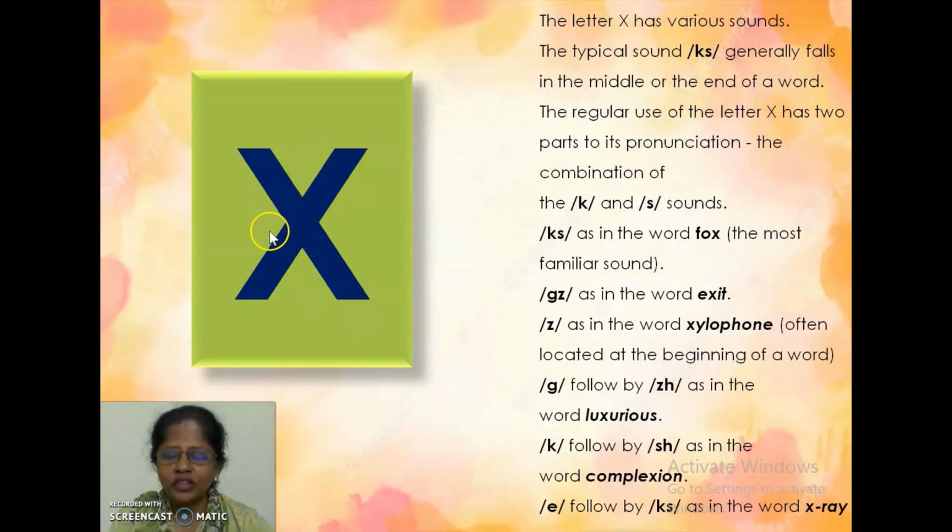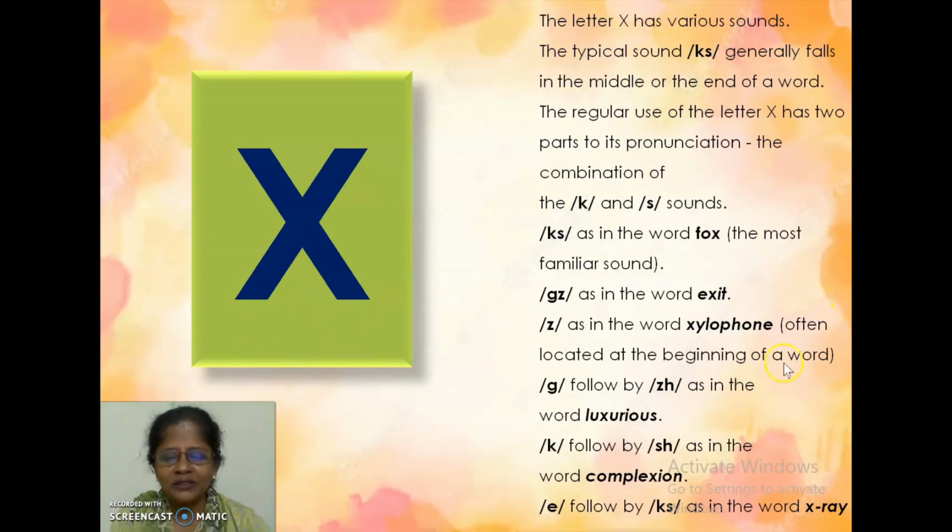It is a very tricky sound. It takes the sound of 'ks' sometimes, 'gz' sometimes, 'ksh' sometimes, and sometimes it takes the sound 'z'. Okay, so I repeat. This is the English alphabet X, but when you see it in words, it can make different sounds: 'ks' as in fox, 'gz' as in exam, 'ksh' as in luxury, and 'z' as in xylophone.